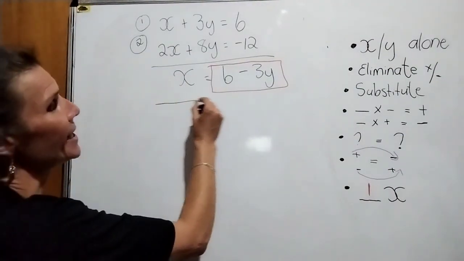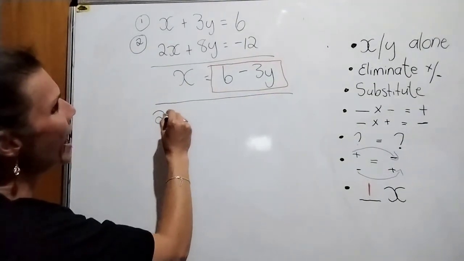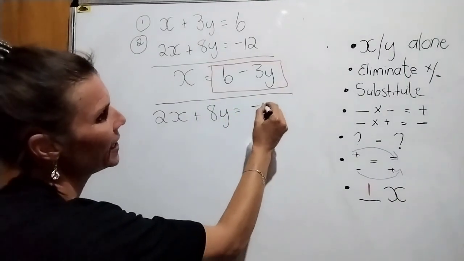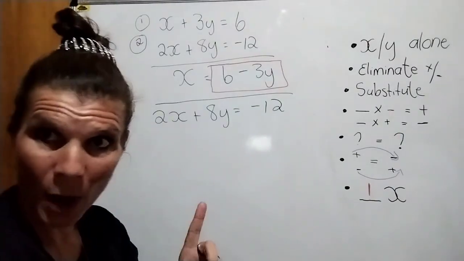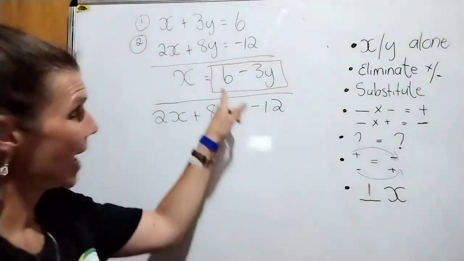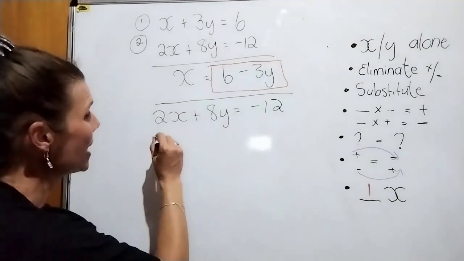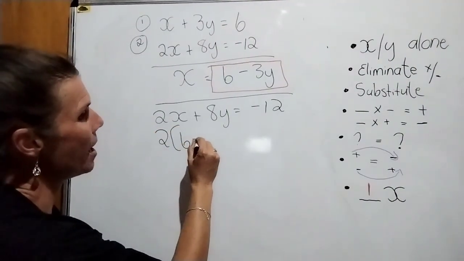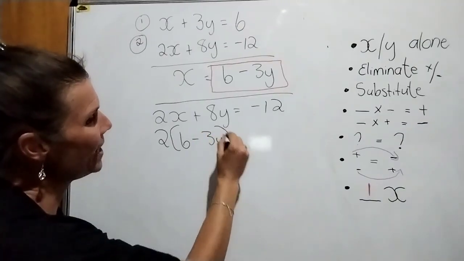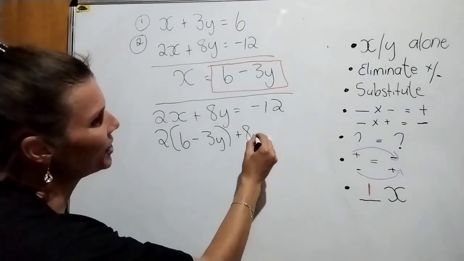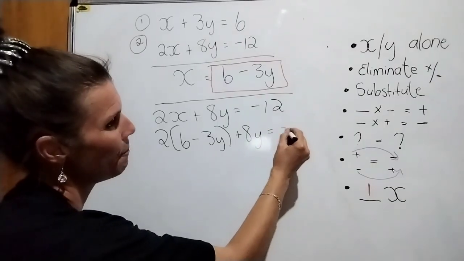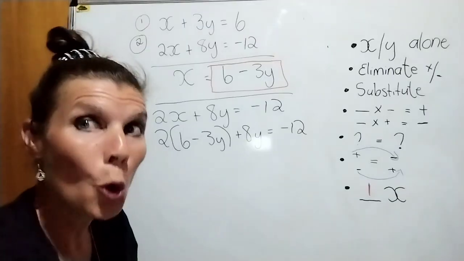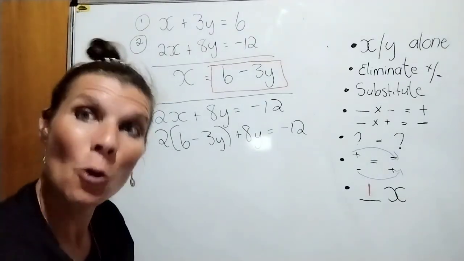Right. Now let's see. 2x plus 8y equals minus 12. Do I know what x is? Yes. x is that whole bracket. So 2, now my bracket, 6 minus 3y, plus 8y equals minus 12. Now I just do my normal linear equation.